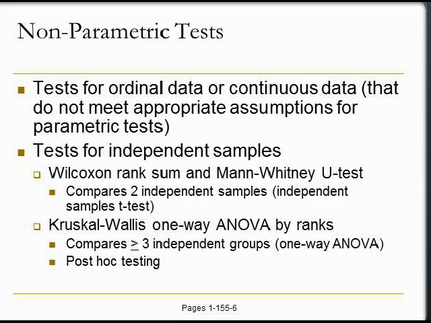In terms of ANOVA, where we want to compare 3 or more groups, the Kruskal-Wallis 1-way ANOVA by ranks compares 3 or more independent groups. And again, it's the cousin of the 1-way ANOVA. Anybody want to guess what kind of post hoc testing we might employ if we use this Kruskal-Wallis 1-way ANOVA by ranks? We would use the Wilcoxon rank sum test within the structure of our initial ANOVA, if we found a difference.